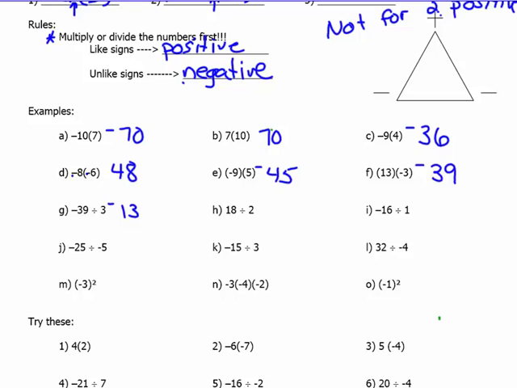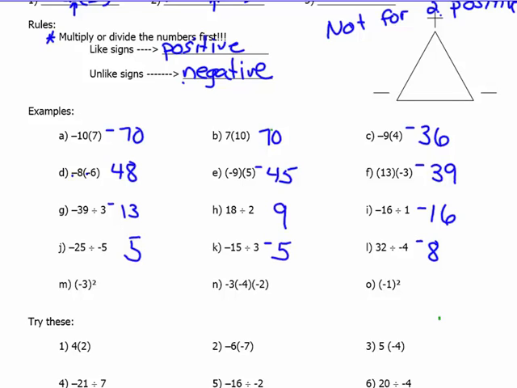Letter H, 18 divided by 2 is 9. Like signs means that it's positive. I, -16 divided by 1 is 16. Unlike signs means that it's negative. For letter J, -25 divided by -5. So 25 divided by 5 is 5. Like signs means that it's positive. Letter K, we have to do 15 divided by 3 is 5. Unlike signs means that it's negative. Letter L, 32 divided by 4 is 8. Unlike signs means that it's going to be negative.